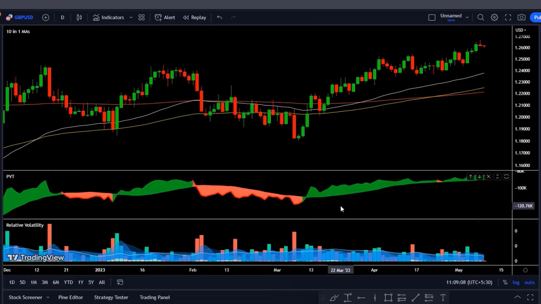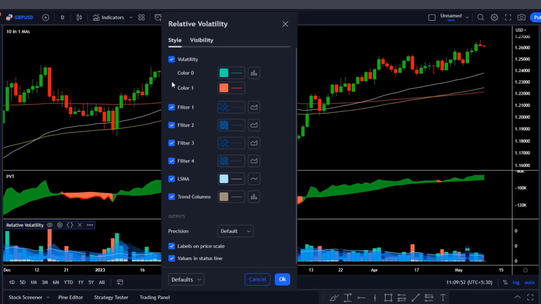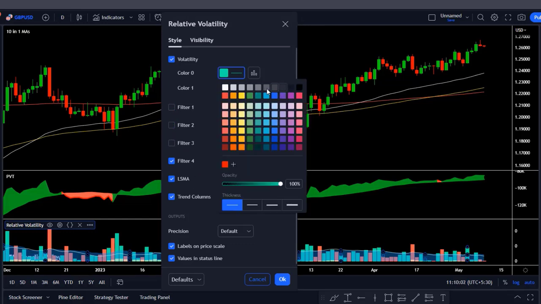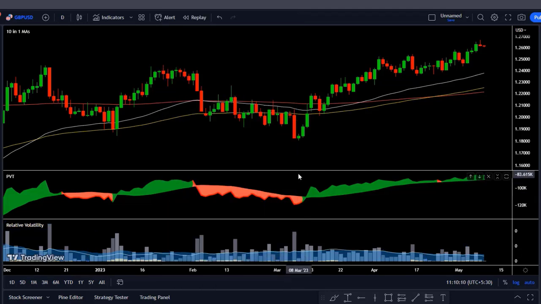Finally, we will be changing the Relative Volatility Indicator settings. Click on the Settings tab and navigate to the Style settings. First, we will be unchecking the 3 filters, since we will only be using it to see the volume amount. We will also be changing the colors to gray. OK, that was all that we needed to do.